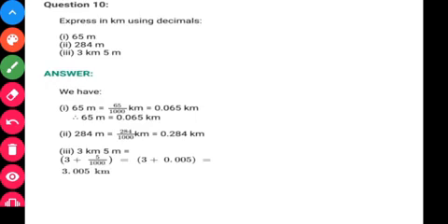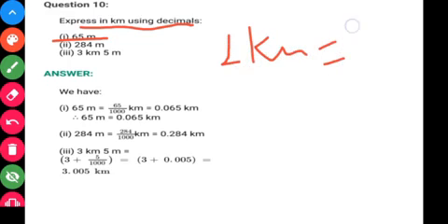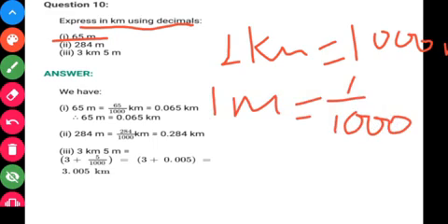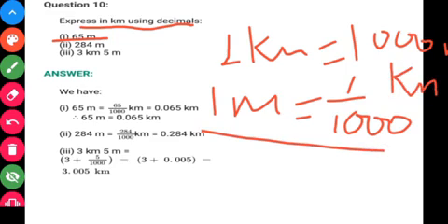Now question number 10. It is given, express in kilometer by using decimals. The first part is 65 meter. So it is given in meter and asked in kilometer. You know 1 kilometer is equal to 1000 meter. So therefore 1 meter is equal to 1 upon 1000 kilometer.